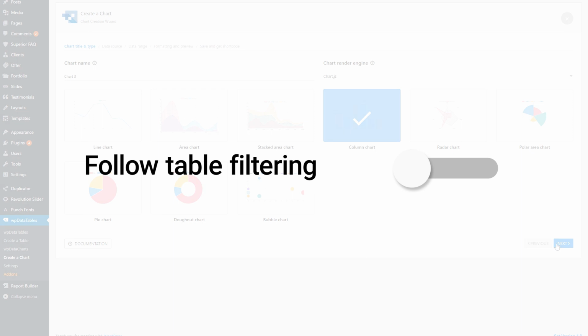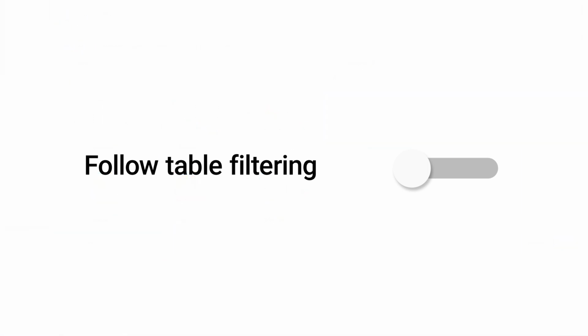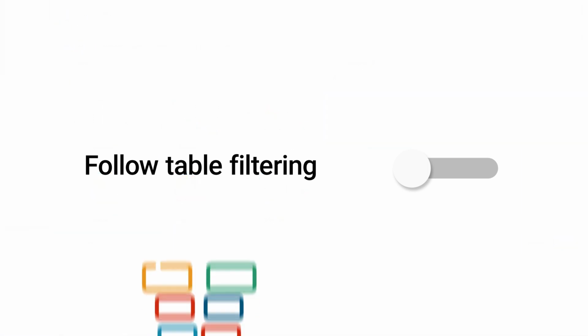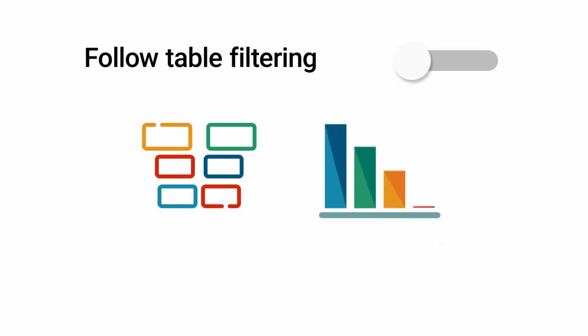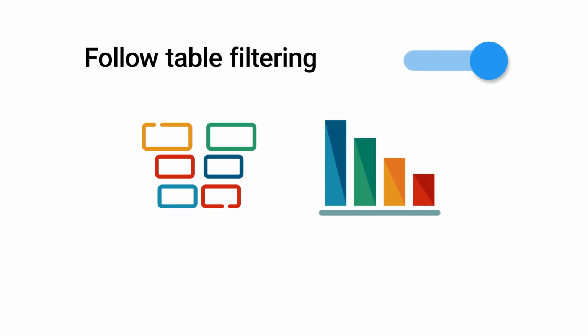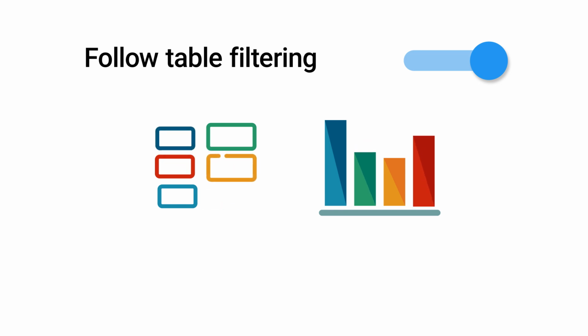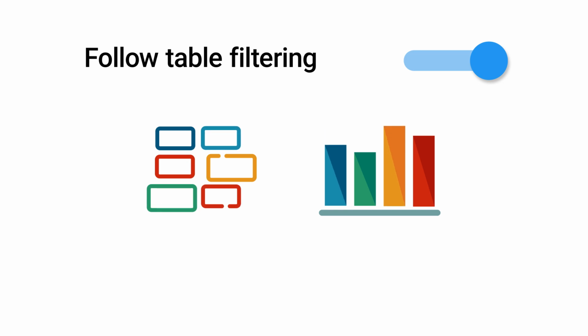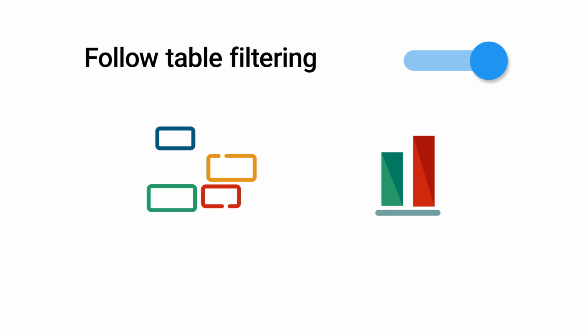Let's talk about the Follow Table filtering option. It sounds strange, but it is a really useful one. Charts in WP Data Tables have one very useful feature when they are rendered on the same page with a table. They can re-render when the table is filtered using the advanced filter. How is this useful? Let's say you want to allow users to visualize only some part of the table data. For example, the activity only for a certain product type or for a different date range.